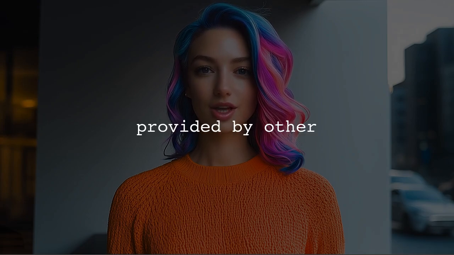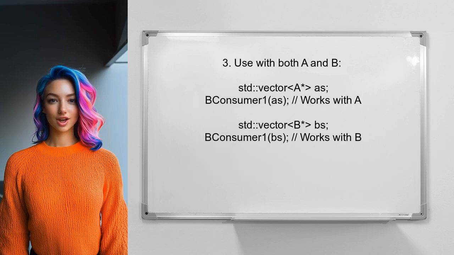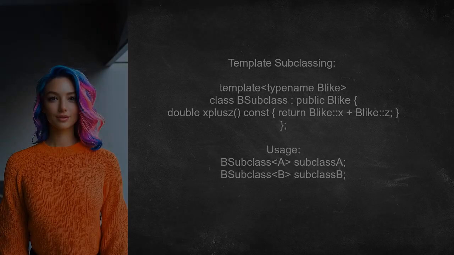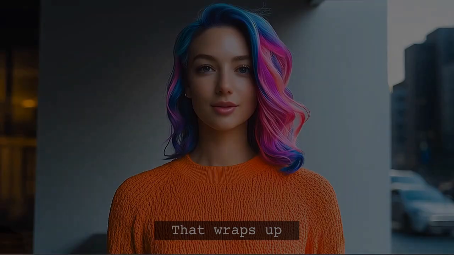Now, let's look at the answers provided by other users. This user suggests using templates to achieve a similar effect. Instead of defining specific functions for class B, they recommend creating template functions that can work with any class that resembles B. This allows you to write generic code that can handle both class A and class B seamlessly. Additionally, the user shows how to create a template subclass that can inherit from any B-like class. This allows for extending functionality while still adhering to the B interface. That wraps up that answer.